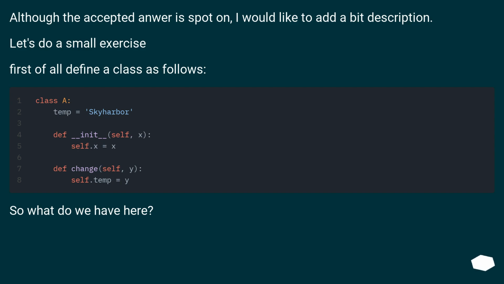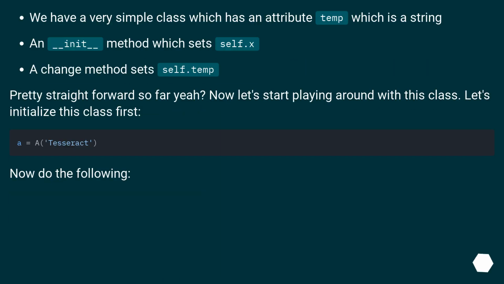Although the accepted answer is spot on, I would like to add a bit of description. Let's do a small exercise. First of all, define a class as follows. So what do we have here? We have a very simple class which has an attribute temp, which is a string, an __init__ method which sets self.x, and a change method which sets self.temp. Pretty straightforward so far, yeah.